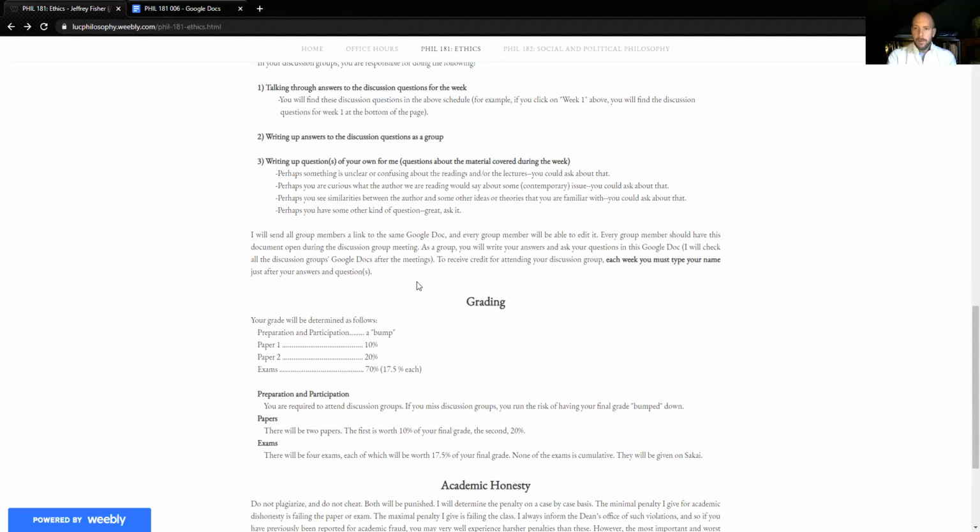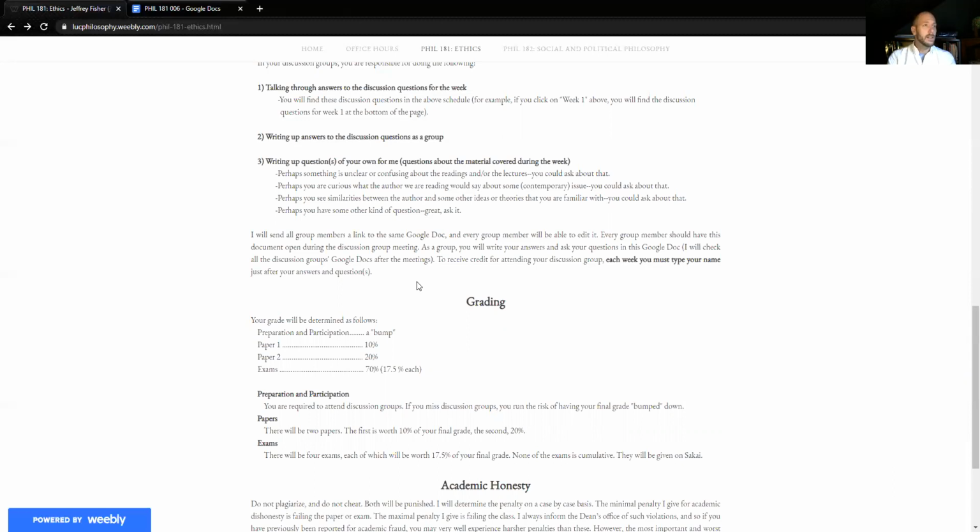You're going to have 2 papers. The first paper counts for 10%, the second paper for 20%. The first paper will be short, a page or 2. I'll give more details about how to write the papers, what I'm looking for, etc., when the due date becomes closer. The second paper will be slightly longer, 3 to 4 pages, say. It'll be worth 20% of your grade, and it will be due during finals week.